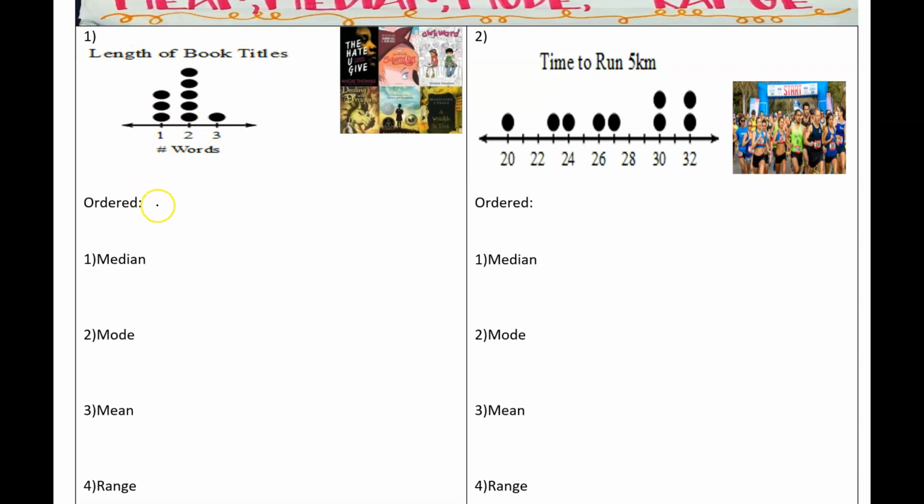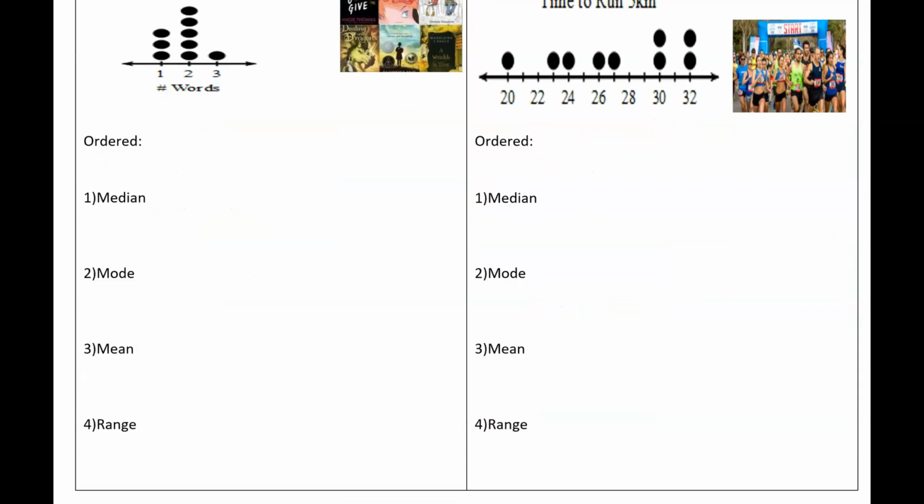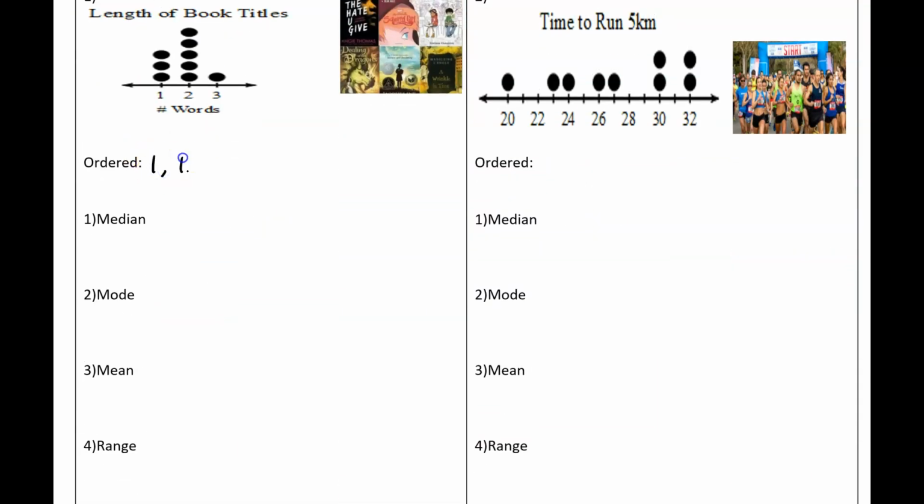You have 3 ones, so you're going to order them out: 1, 1, 1. You have 5 twos: 2, 2, 2, 2, 2, and you have 1 three. All right, so to find the median, super simple. Go 1, 1, 1, 2, 2, 2, 2, 2, 3, and the middle number is 2, so your median is 2. The mode is easy because you can look at the dot plot and see the one that occurs the most, that's 2. It occurs 5 times.